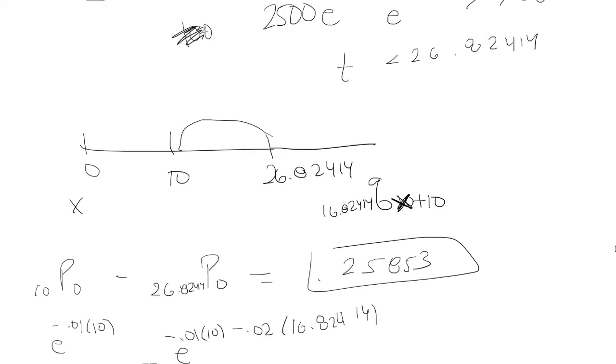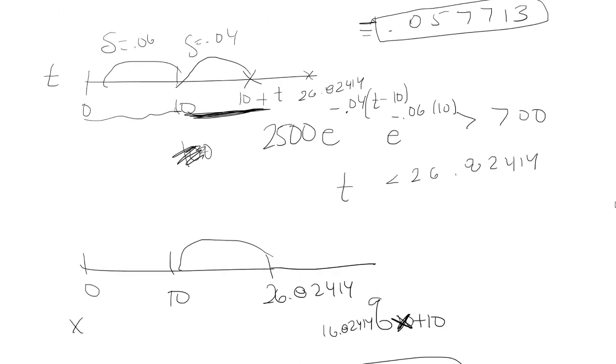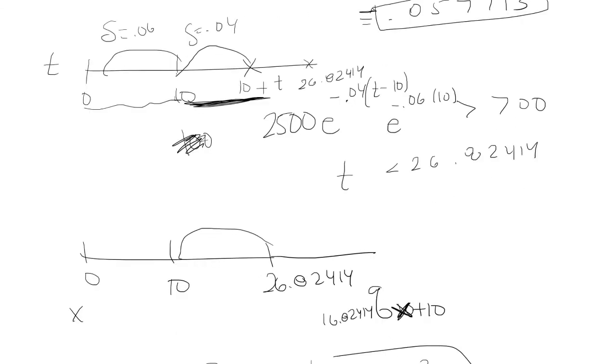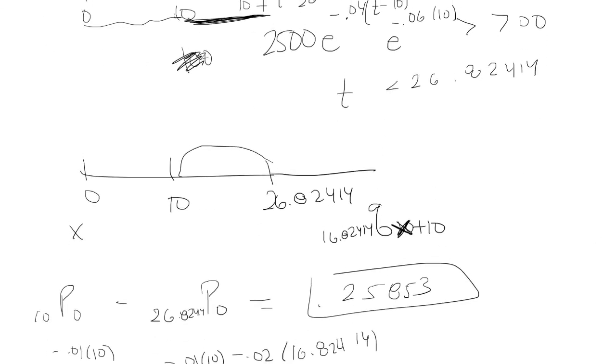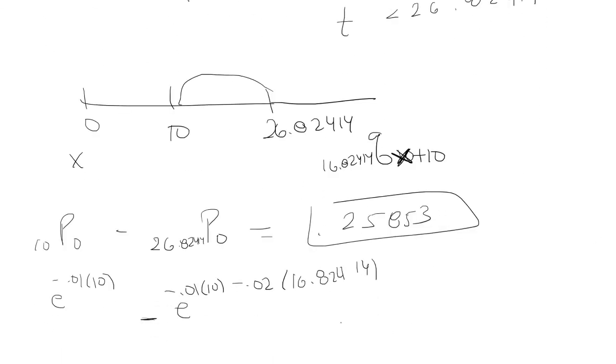So there's two different probabilities that we have: 0.057713 and 0.25853. We have to add those up, and we get the final answer of 0.31624.